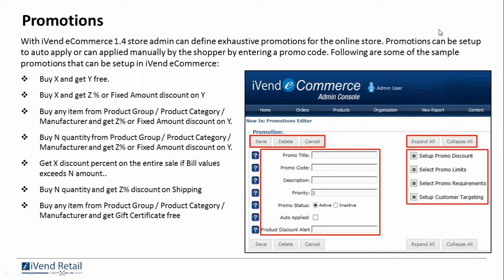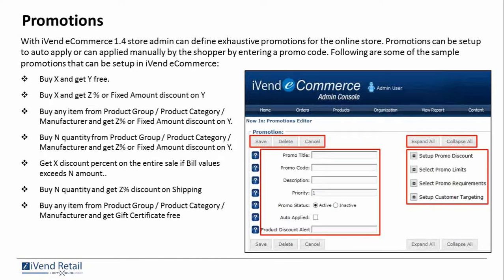For iVend eCommerce promotions, if you want to apply one, you need to define it in the iVend eCommerce admin console. So promotions like buy X and get Y free, buy X and get Z% or fixed amount discount on Y, buy any item from a product group, product category or manufacturer and get Z% or fixed amount discount on Y. Then it could be buy N quantity from a product group, product category or manufacturer and get Z% or fixed amount discount on product Y.